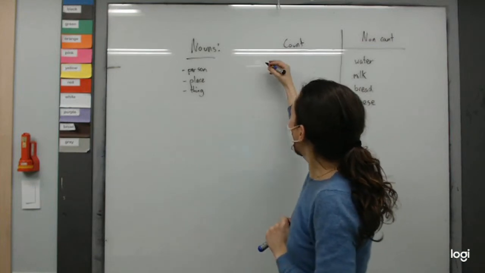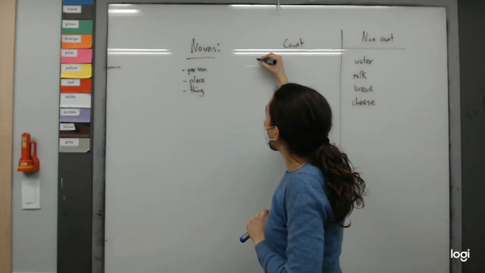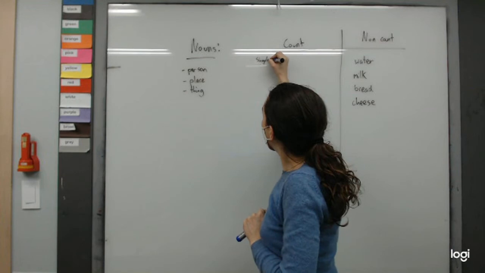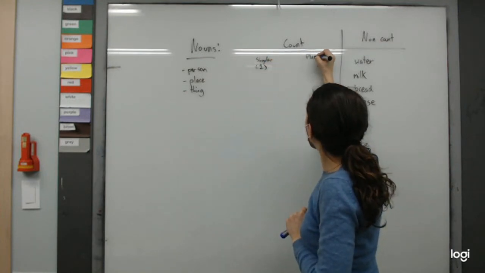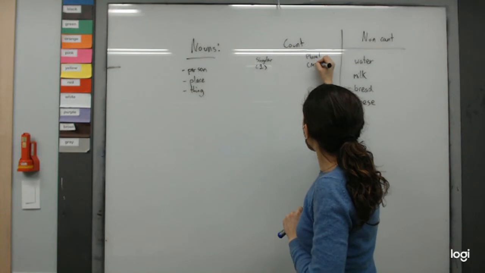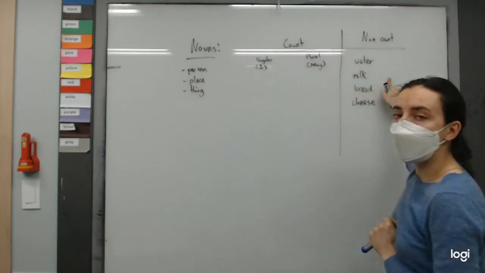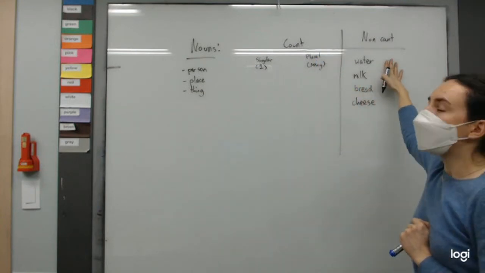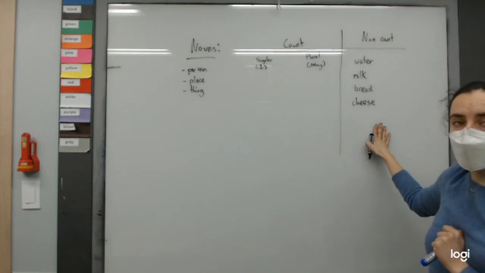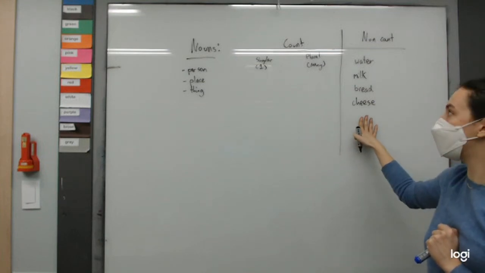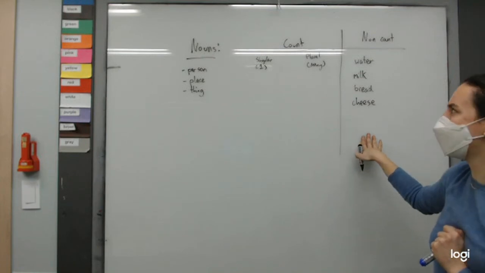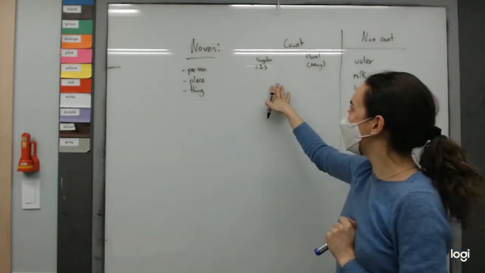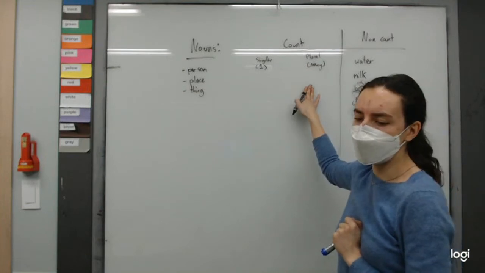Count nouns, we can have 2 types. Singular, 1, or plural, for many. Non-count nouns, we never have plural. We don't count them, we don't use numbers, so we do not need plural. It is always the same word. So these are maybe a little bit easier, okay? These ones we have to remember different words for 1 and many.